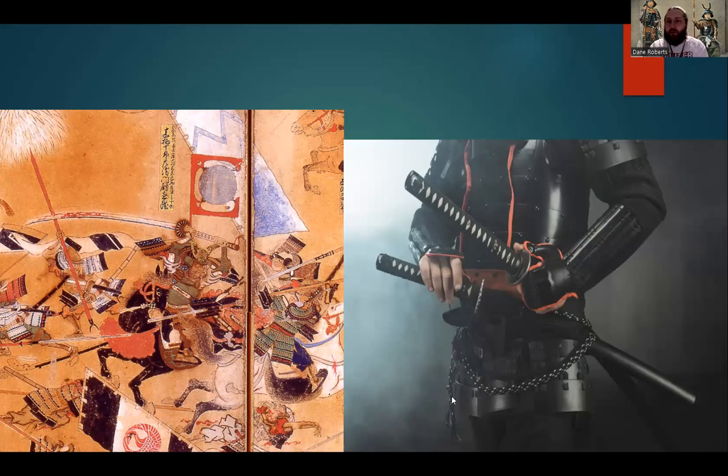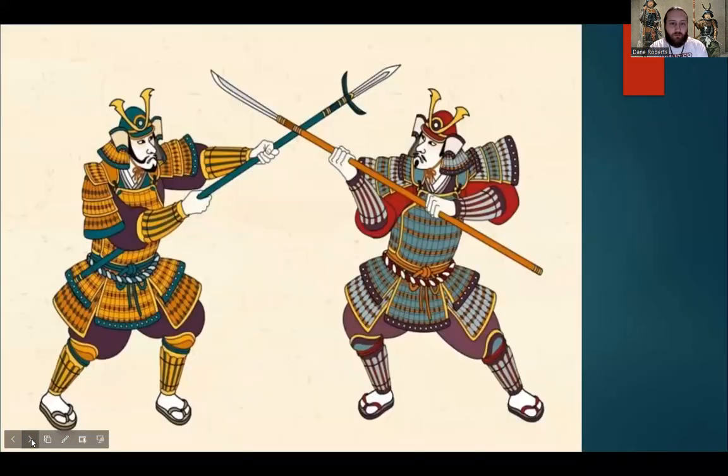And they also used smaller swords known as wakizashi, which you can see here, which were generally the swords they wore indoors, especially if they were going into a tavern or an inn or something like that, because it's easier to wield in confined spaces than the longer katana.